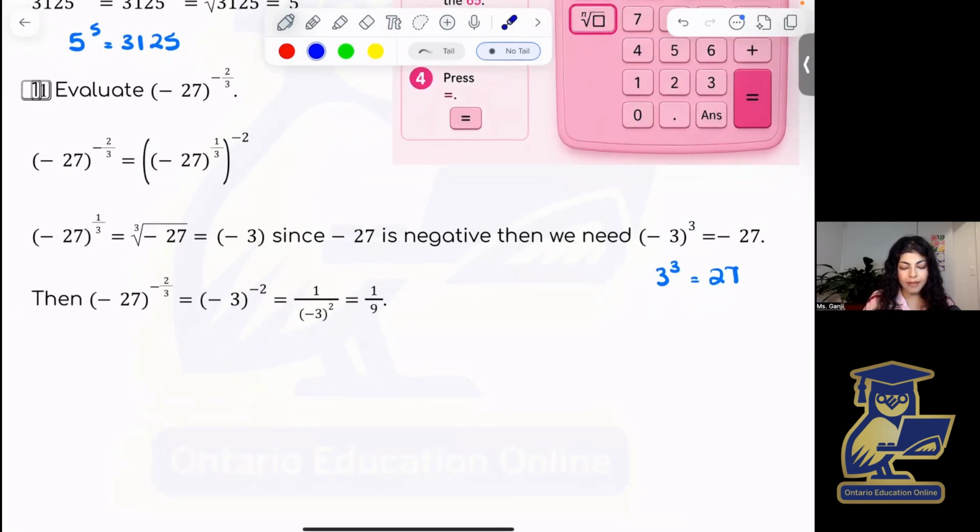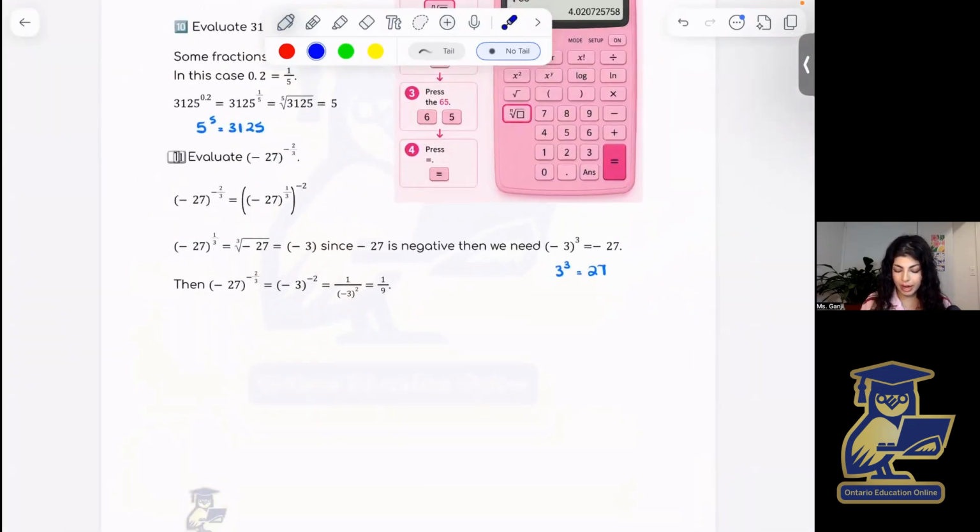And then I have that negative 2 as my outer exponent. And so this is just 1 over negative 3 to the power 2. Remember, we take the reciprocal of negative exponents, which is 1 over 9.